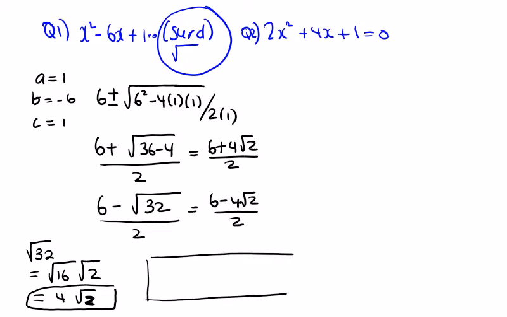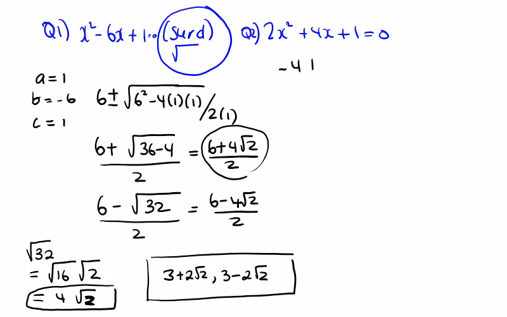The first solution will be 6 for this one. 6 divided by 2 is 3. And 4 root 2 divided by 2 is 2 root 2. And the other solution is going to be 3 minus 2 root 2. So surd form. So one more example, and then you guys can test yourself with a couple more.